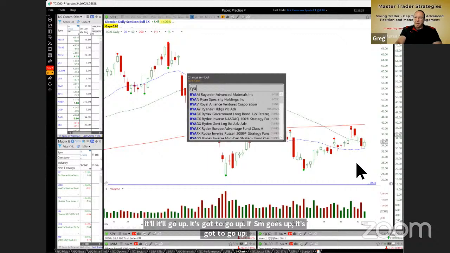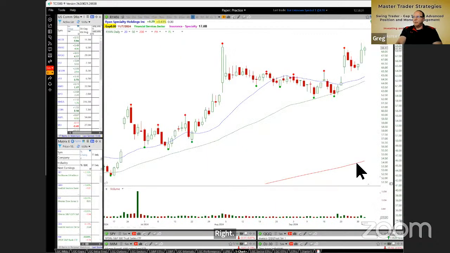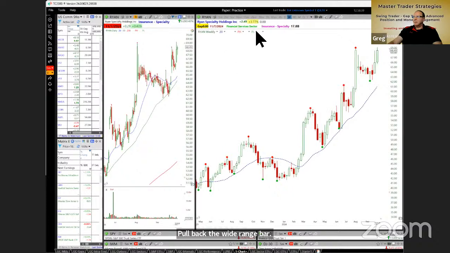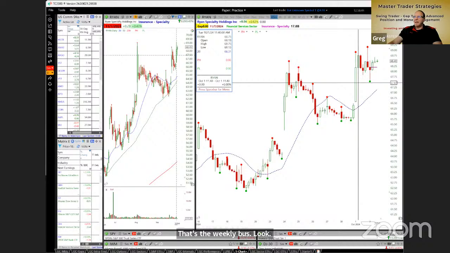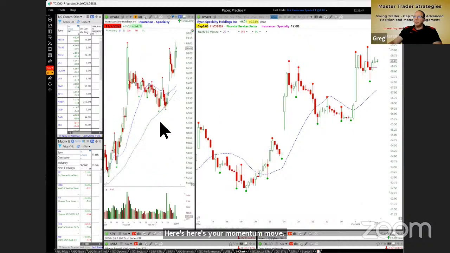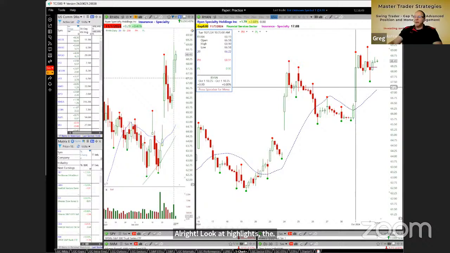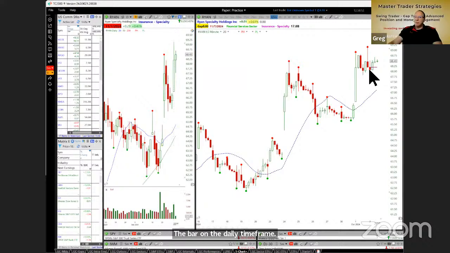Ryan, RYAN. Beautiful. 1, 2, 3. Pullback. The wide range bar. And let's look at this. That's the weekly, but let's look. Here's your momentum move. Look at it, it highlights the bar on the daily time frame. That creates the void. This is the resting period.